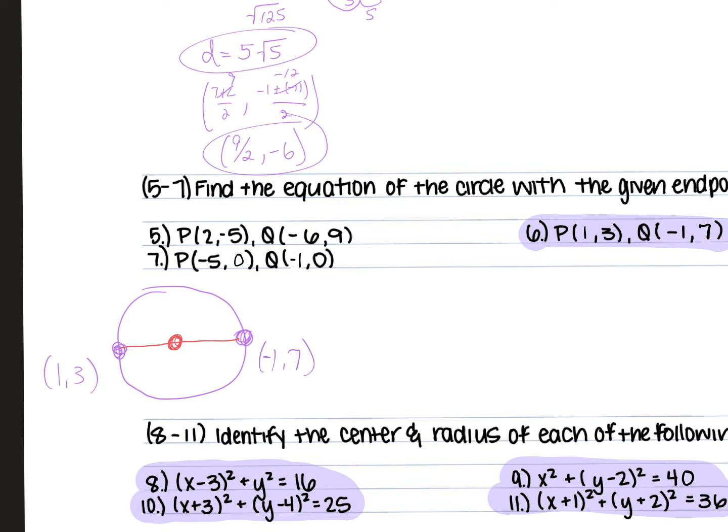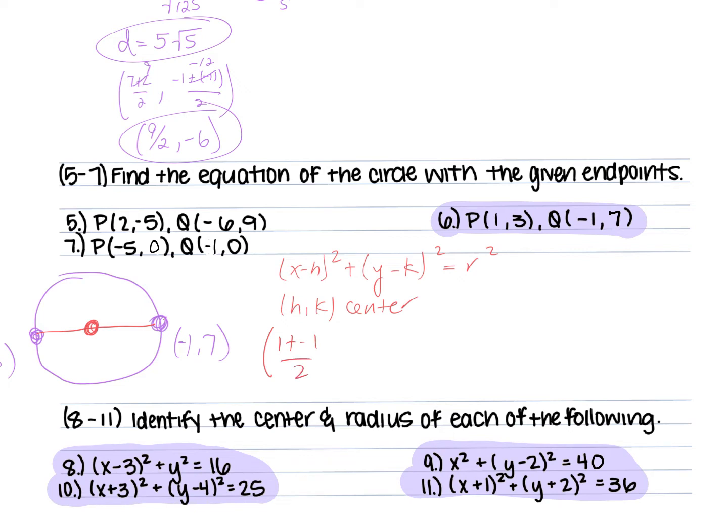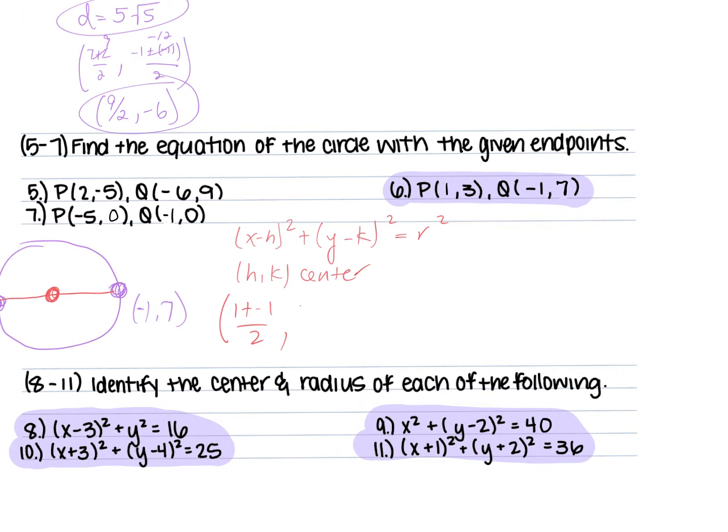All right, our equation of a circle is x minus h squared plus y minus k squared equals radius squared. Remember, our h and k are the center of our circle, correct? So we need to have the center and we need to have the radius in order to write the equation of a circle. If I have those 2 points that are on the end, how do I find the middle? What formula would I use? The midpoint. So I'm going to say, okay, I have 1 plus -1 divided by 2. And I have 3 plus 7 divided by 2.